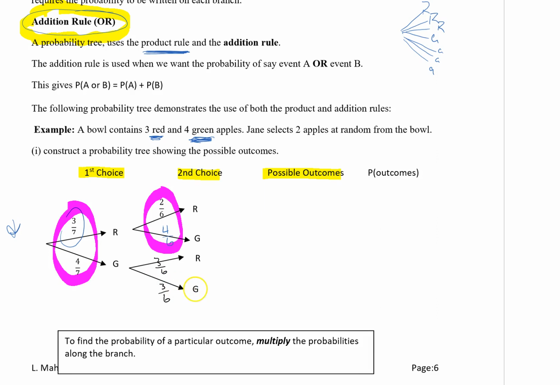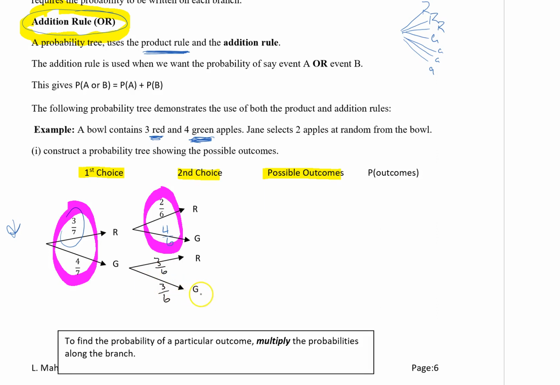Let's consider the second option for the second choice, and that follows after a green apple has been selected first. So after that, is it possible that a red apple could be withdrawn? Of course it is. There are still all 3 there, 3 red apples. However, there's only a total of 6 apples. So the probability of a red is 3 in 6.